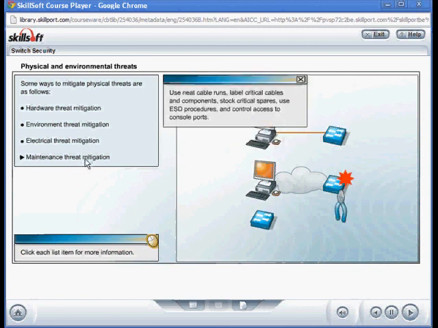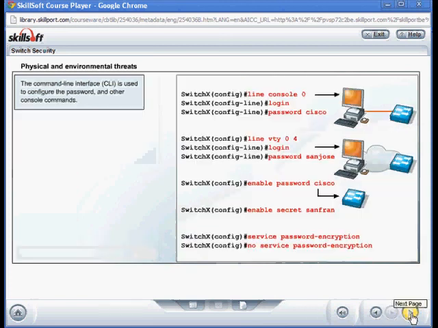Use neat cable runs, label critical cables and components, stock critical spares, use ESD procedures, and control access to console ports. The command line interface, CLI, is used to configure the password and other console commands.